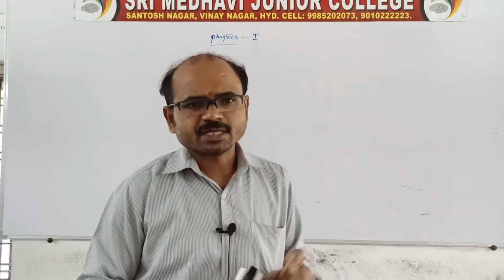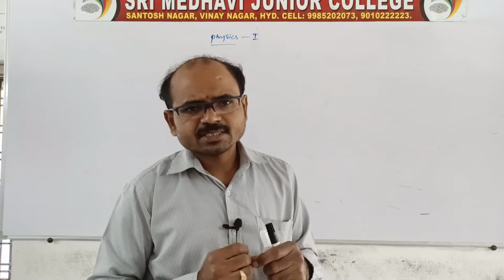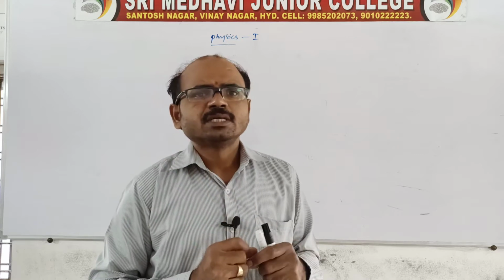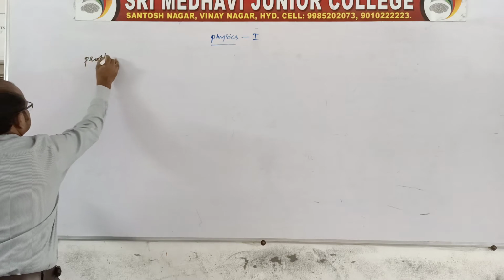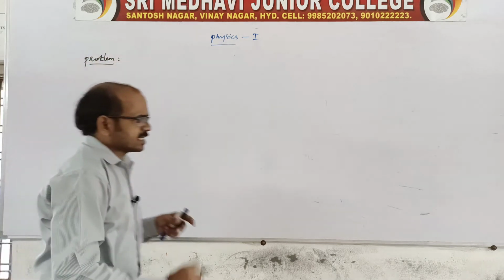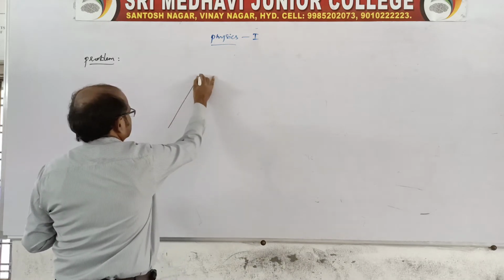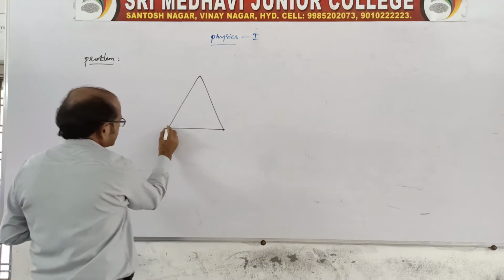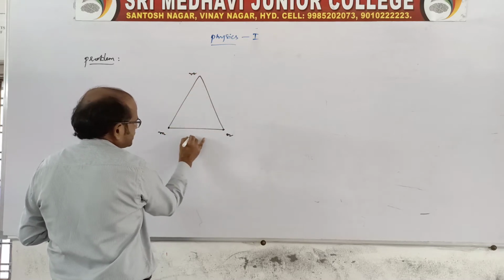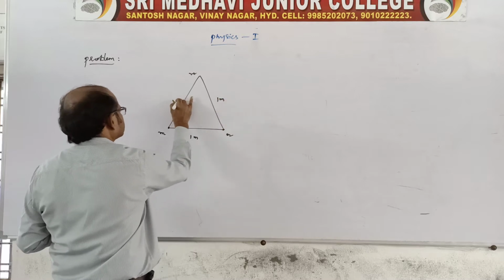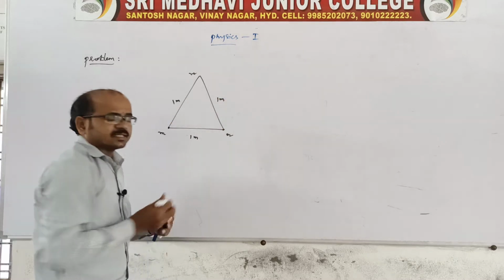So there is one problem like this. The problem given: three identical masses which are placed at the corners of an equilateral triangle. You take a triangle, and the three identical masses are placed at the corners of an equilateral triangle of side 1 meter. Each side is 1 meter, equilateral, no? Then it is asking to find the net force.